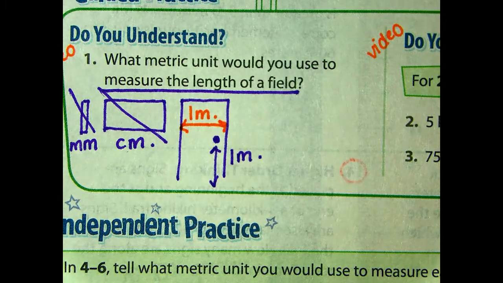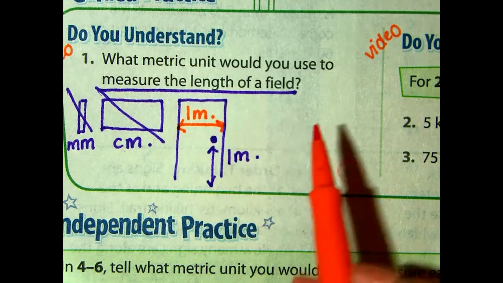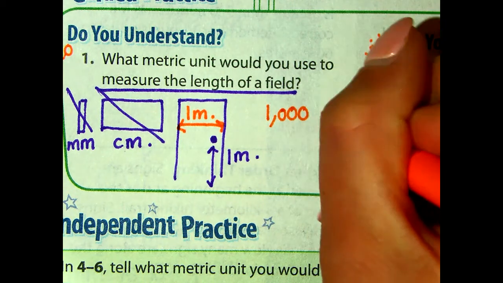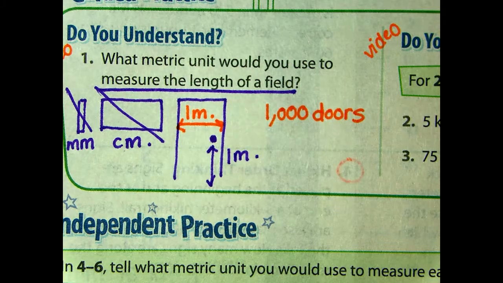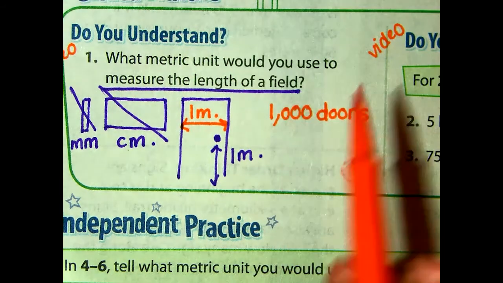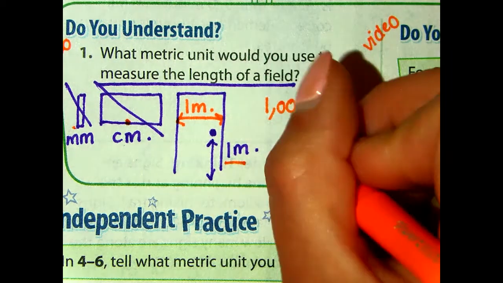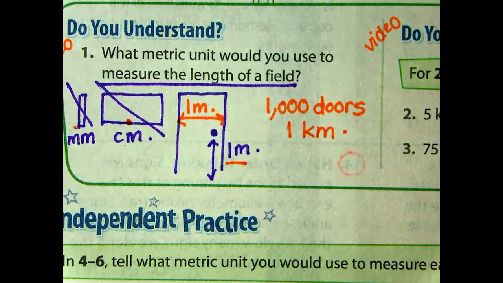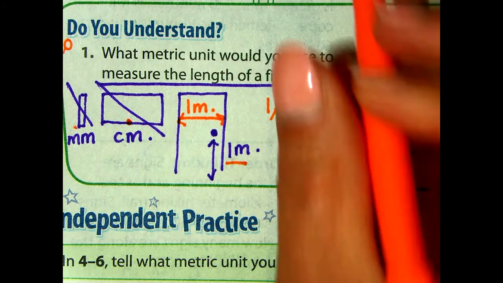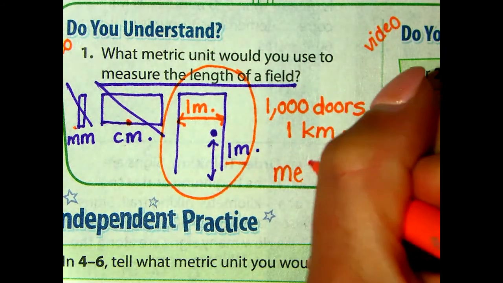The next unit of measurement that you have is a kilometer, which is 1,000 of these. So imagine 1,000 doors lined up. Now the question is, which unit of measurement would you use? So I think we've narrowed it down. We've gotten rid of these two. So it's between a meter and 1 kilometer. Well, 1,000 doors lined up is going to be much longer than a football field. So I would go with meter. You're going to use meters to measure that distance.